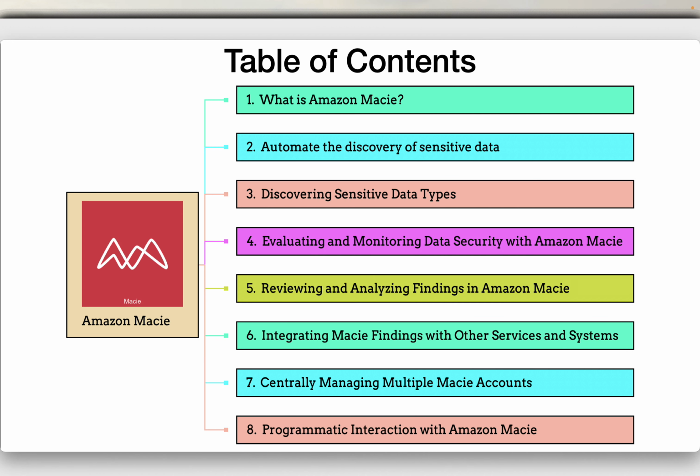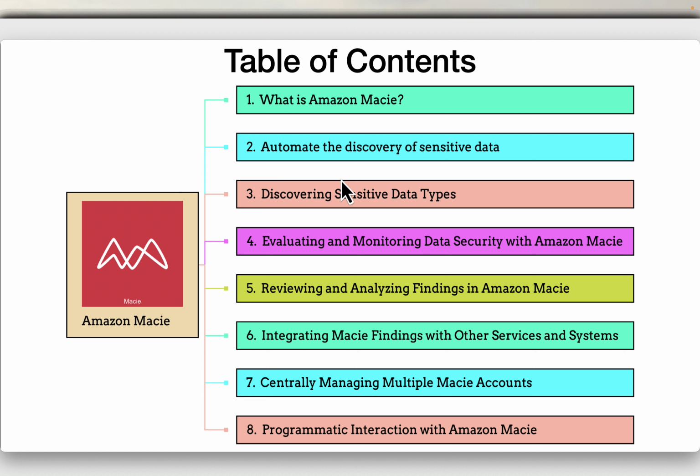So this lecture will contain all these topics. What is Amazon Macie? Automate the discovery of sensitive data, discovering sensitive data types, evaluating and monitoring data security with Amazon Macie, reviewing and analyzing findings in Amazon Macie, integrating Macie findings with other systems and services, centrally manage multiple Macie accounts, and programmatic interaction with Amazon Macie. So first is about what is Amazon Macie, and next from 2.2 onwards, 2 till 8, all these are features of Amazon Macie that we should be aware of.